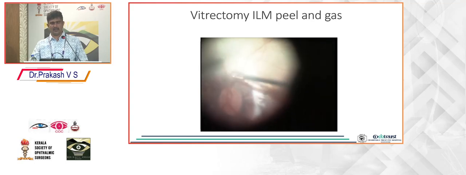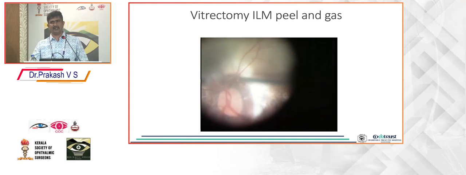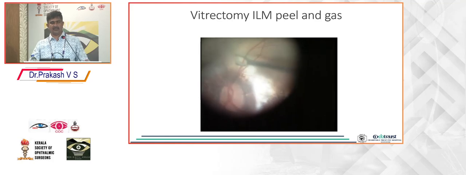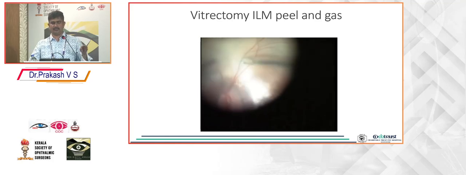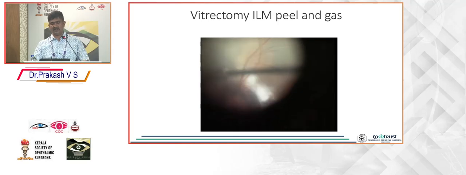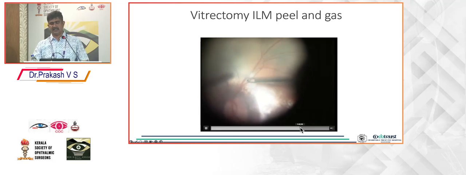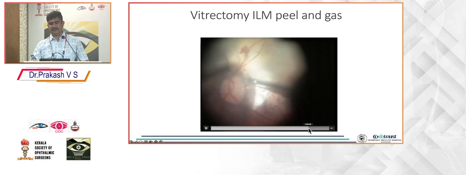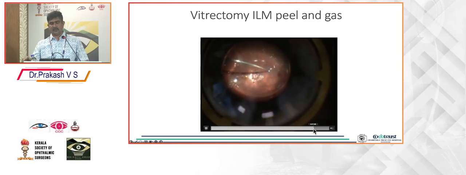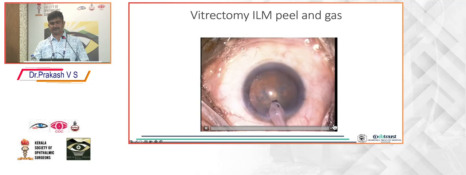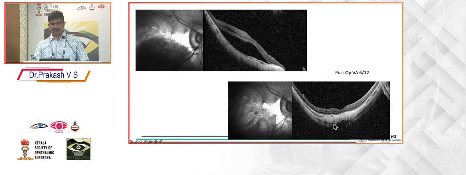When there is no macular hole, then we do a fovea sparing ILM peeling, because ILM may be the only thing that is preventing a macular hole from becoming full thickness in this eye. So we don't peel the ILM over the macula. A fovea sparing ILM peel is done. Meticulously ILM is peeled, and then a fluid air exchange is done. Complete dye is removed and the gas is injected. So that is the post-op picture of the patient. Patient recovered back 6/12 vision.